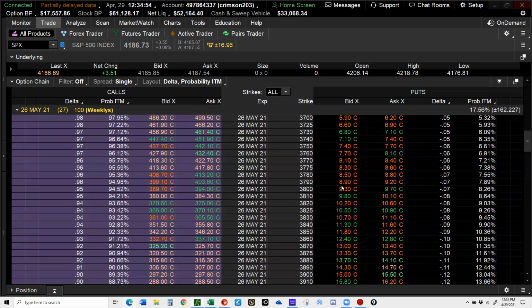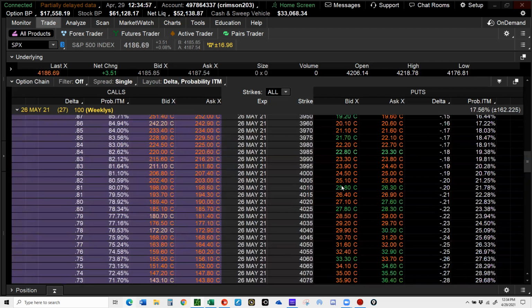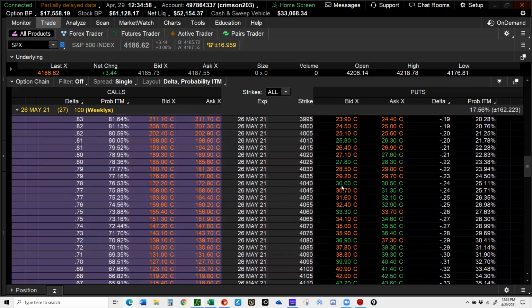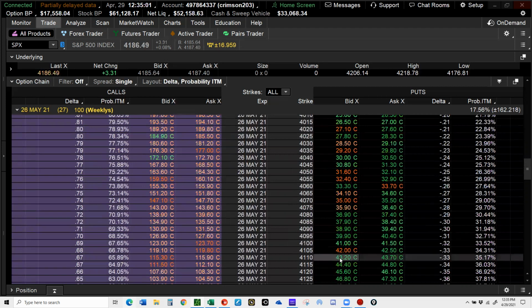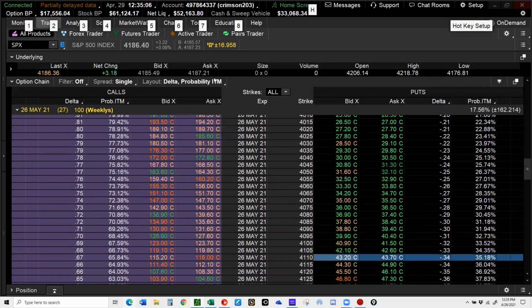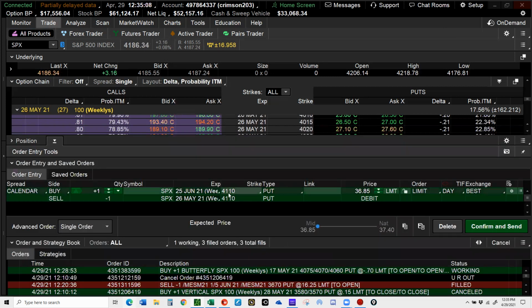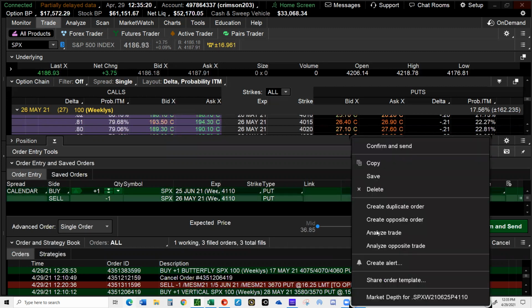Let's find that same strike so we can show you a calendar and what it gives you. All right, so we sell that 4110. All right, so let's see what that looks like. So you're selling one about 30 days out. You're buying one at around 60 days out. And that's a big old debit too. So let's look at this trade. Let's analyze this trade.